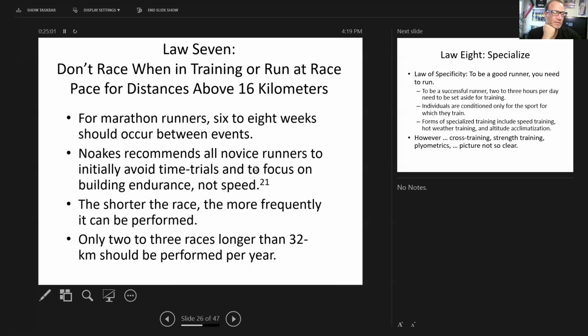Now, what some athletes do is they create what they call A races, their most important race, and B races. That's sort of important, not that important.